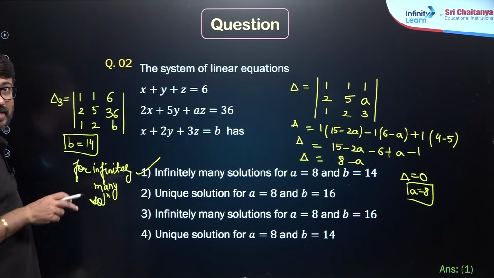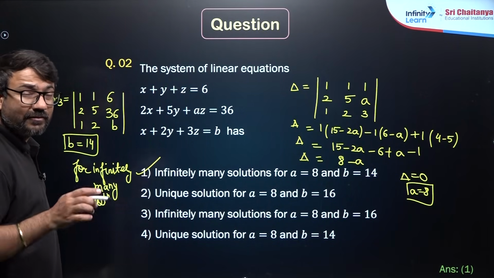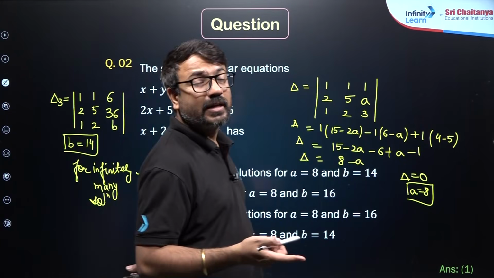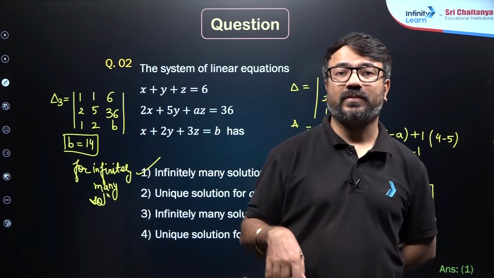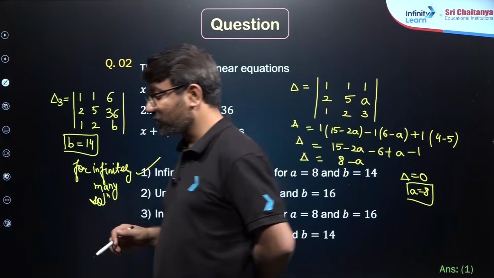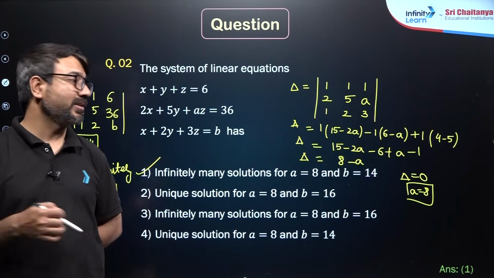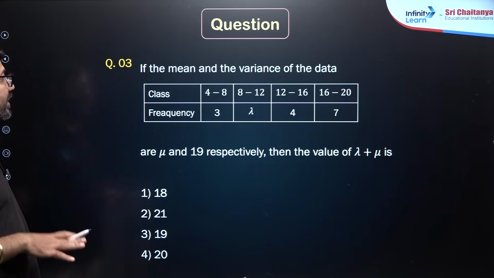Are you able to understand, my dear students? However, if you even find delta 2, that value will also be 0. If you find delta 1 value, that will also be 0, because in the case of infinitely many solutions, all the determinants are 0.